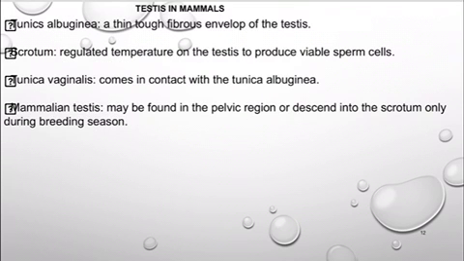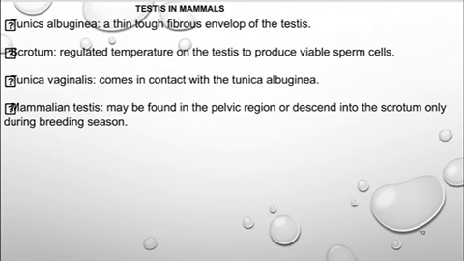The testis in mammals has a unique structure. It has a tunica albuginea, which is a tough, thin, fibrous envelope of the testis. The testis is contained in the scrotum, which regulates the temperature of the testis to produce viable sperm cells. There is the tunica vaginalis, which comes in contact with the tunica albuginea.